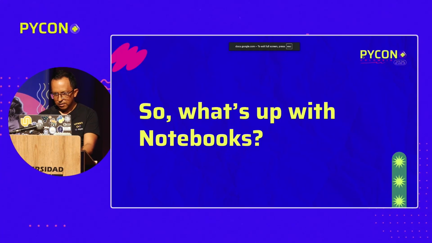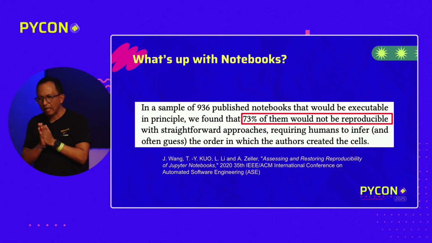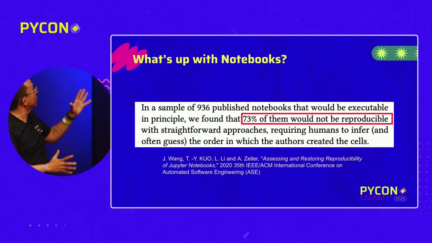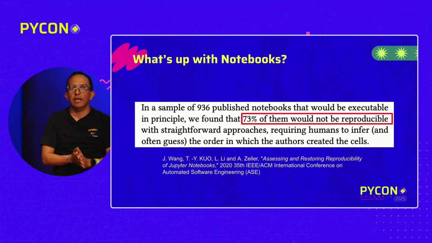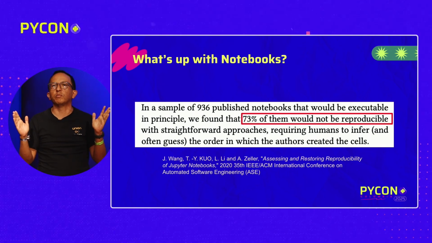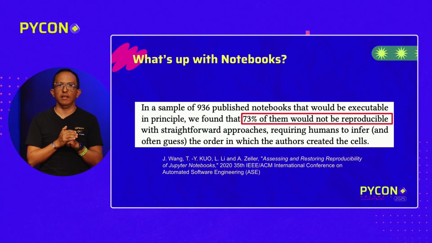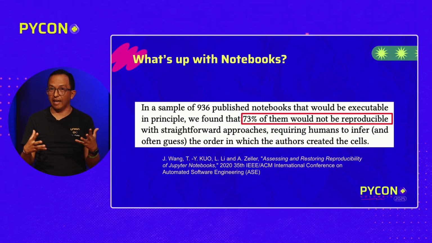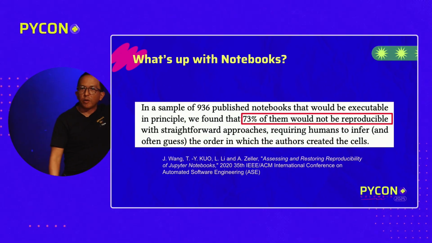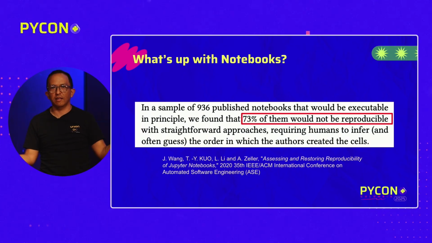All right. There was a study from 2020. Essentially, they analyzed hundreds of publicly shared Jupyter notebooks on GitHub. The question was pretty simple: I will download this notebook and run it, and see if it produces the output that the researchers or engineers said it would produce. 73% of the time, it didn't produce the results that it was supposed to produce. It was not reproducible. That's a problem.